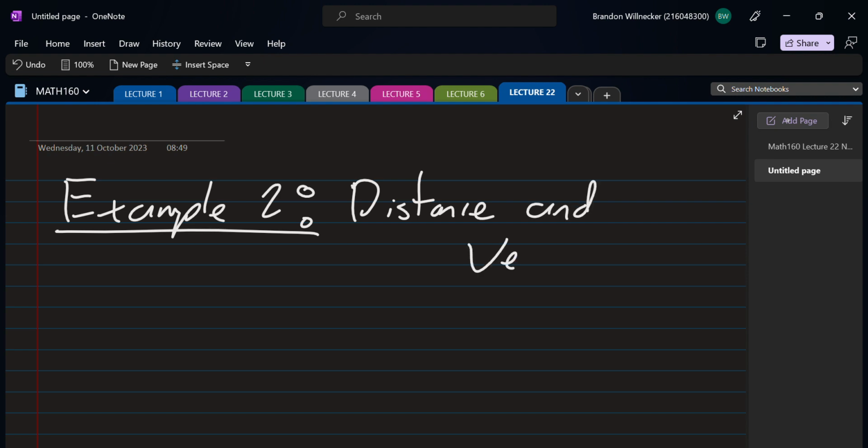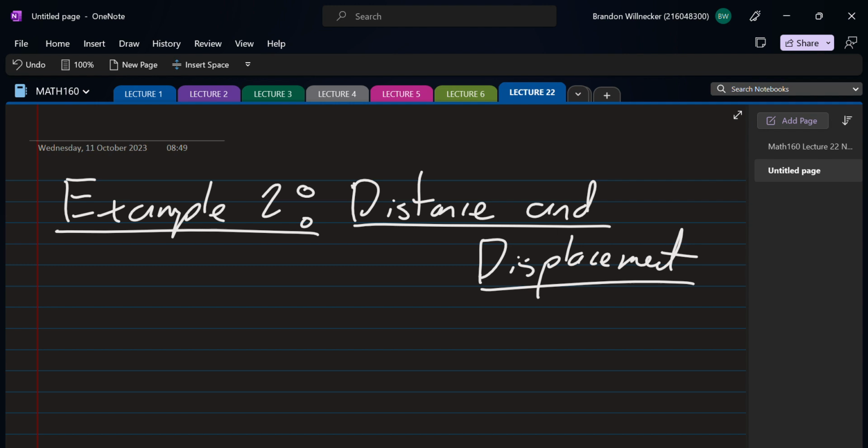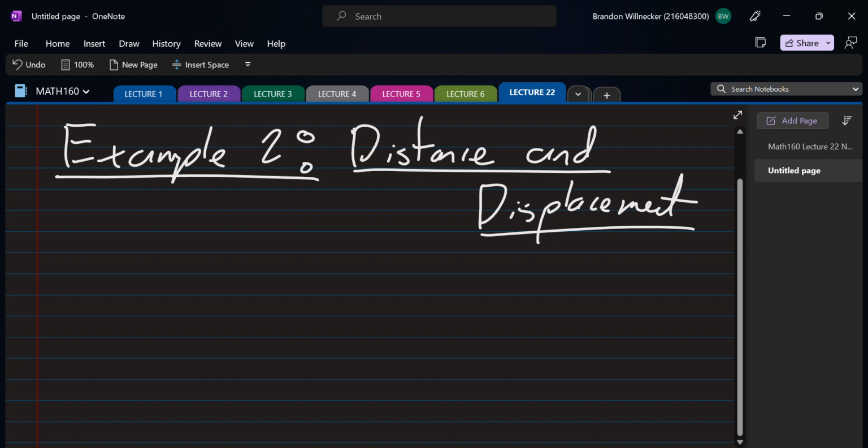Distance and velocity, displacement. For those of you who did physics in high school, this will be very familiar to you. Distance and displacement, they're fairly similar, but there is a difference between them. It's quite similar to how there's a difference between speed and velocity. So if you're thinking distance and displacement, you're also thinking about speed and velocity. So what is distance and displacement?